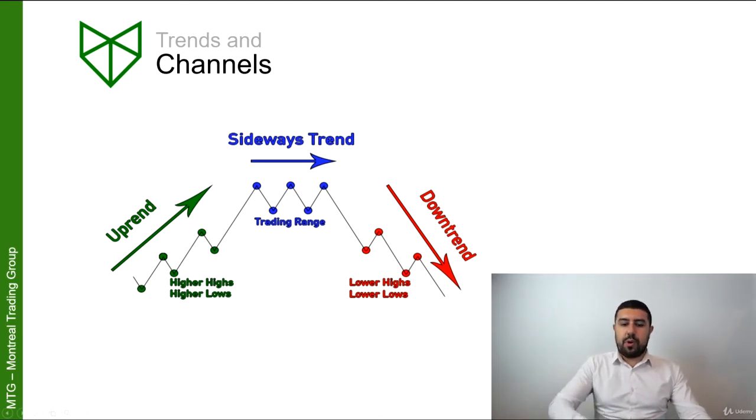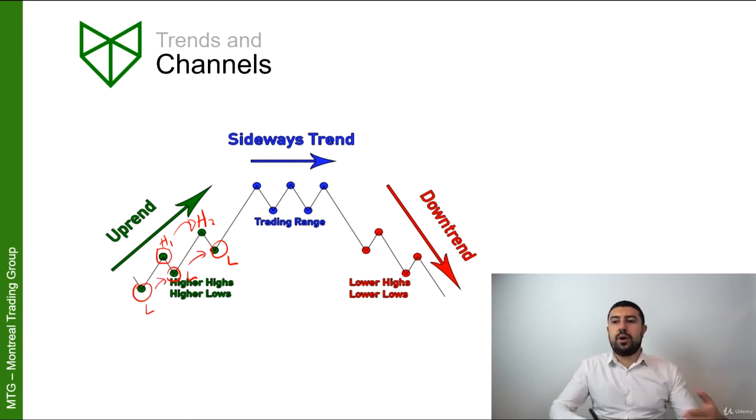An uptrend is basically when prices are moving up, right? And an uptrend is going to be characterized by higher highs. So if this is a high point in the price going up, and this is high price one, this is high two. So we have higher highs, and we also have higher lows, right? So higher highs and higher lows characterize an uptrend.